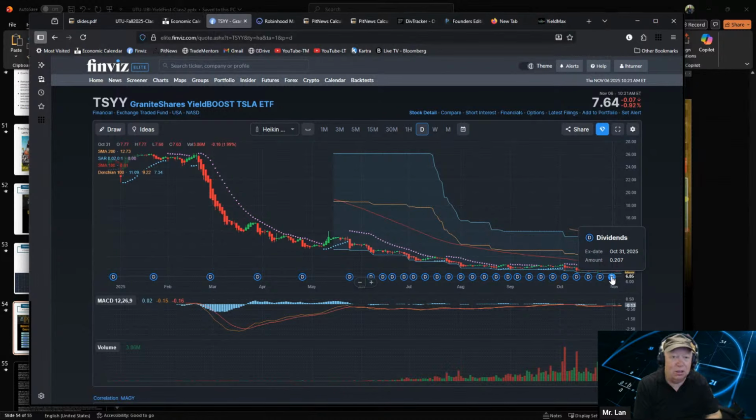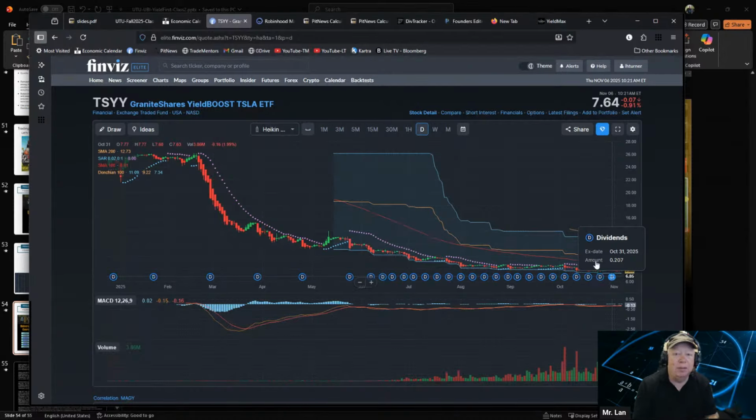So these things are unbelievable. They're giving away a stupid amount of money. And the reason is because they're not dividends. All right. You have to realize these are not dividends. These are premiums that are coming from options investors. So options is like an insurance policy.